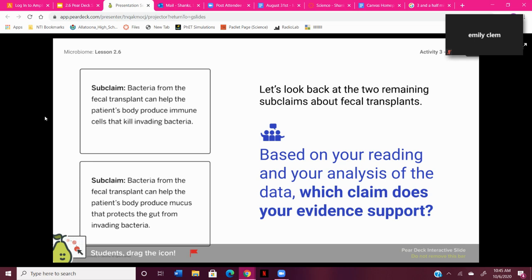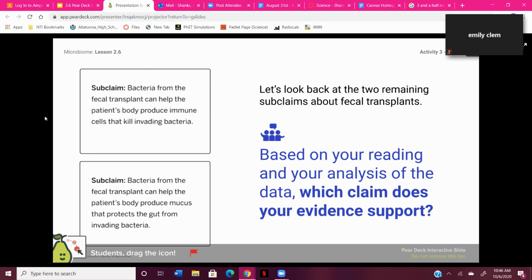Subclaim 2 up there at the top left says bacteria from the fecal transplant can help the patient's body produce immune cells that kill invading bacteria. Subclaim 3 at the bottom says bacteria from the fecal transplant can help the patient's body produce mucus that protects the gut from invading bacteria. All right, which one of those do you think that you can support?